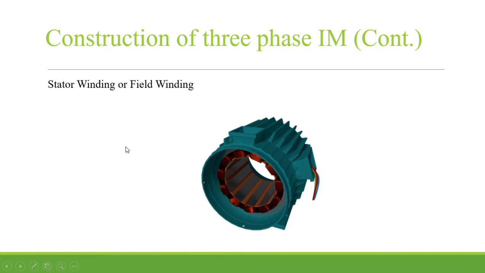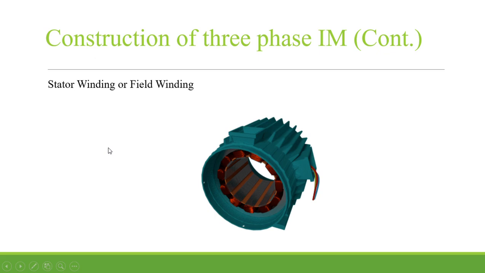So the next part of the stator is the stator winding or the field winding. So here is how the winding is attached. So the slots in the stator core carry three-phase windings. These three-phase windings can be connected either in star or in delta according to the type of starting method.